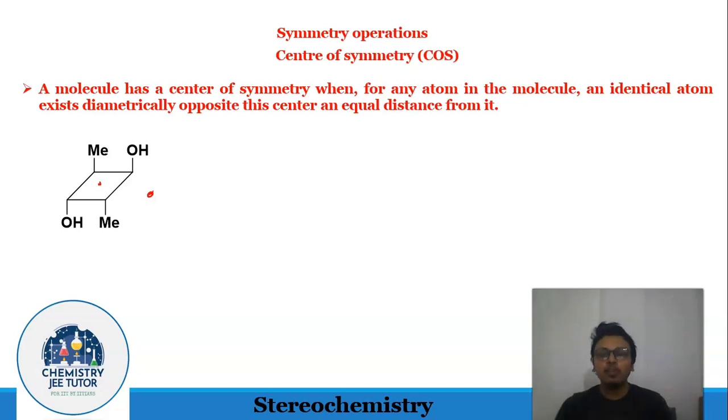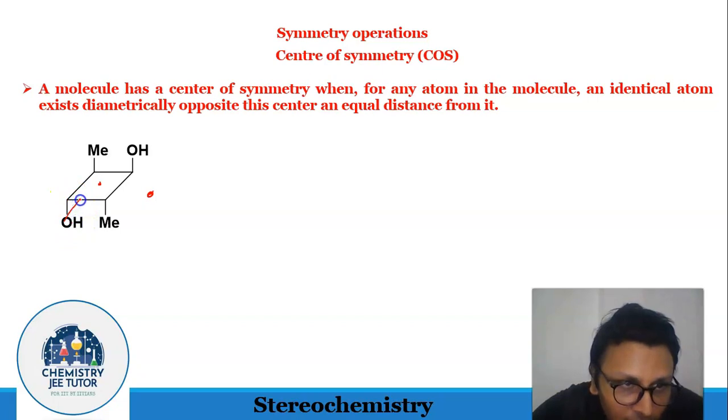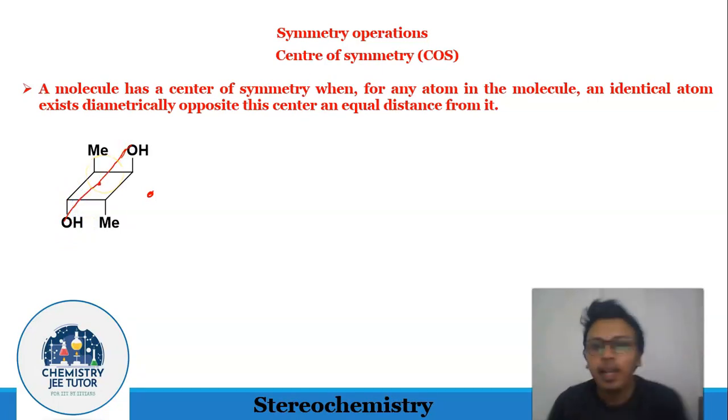So remember, students, whenever you choose any symmetry operation, you should choose it at a point or an axis which divides the molecule into symmetrical halves, because symmetry is all we are looking for here. Okay, let us look at this center. If I draw a straight line from this OH passing through the center, see, it encounters an OH exactly on the other side.